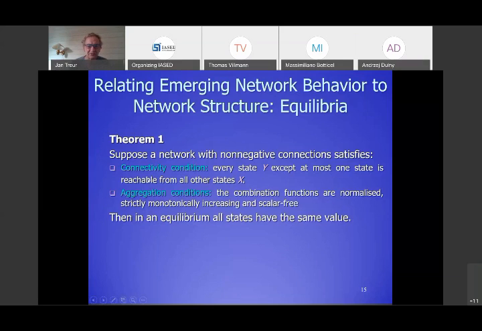And the aggregation conditions are conditions on the combination functions. Remember that I used different combination functions: a logistic on the one hand, and a scaled sum on the other hand. There are three conditions in the theorem that should be satisfied in order to have this same value. They should be normalized, strictly monotonically increasing, and scalar free. You can imagine what strictly monotonically increasing means: the values become higher if the input is higher. Both functions have that. So that's not a problem.